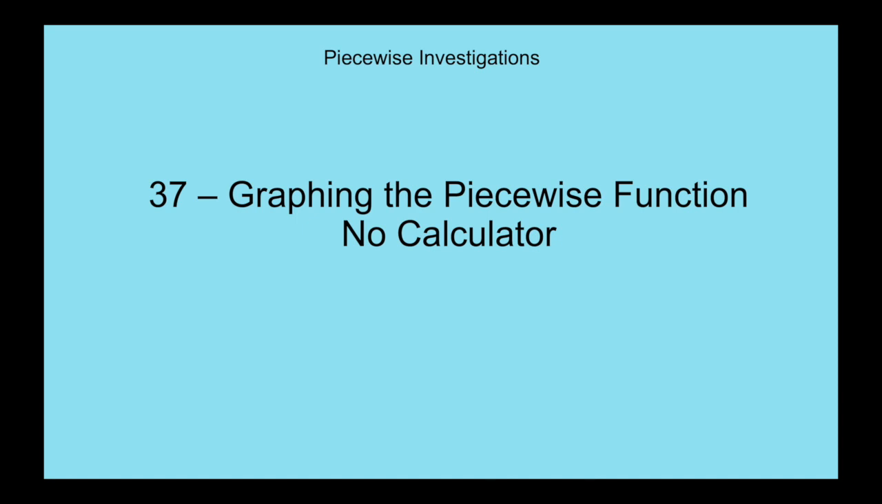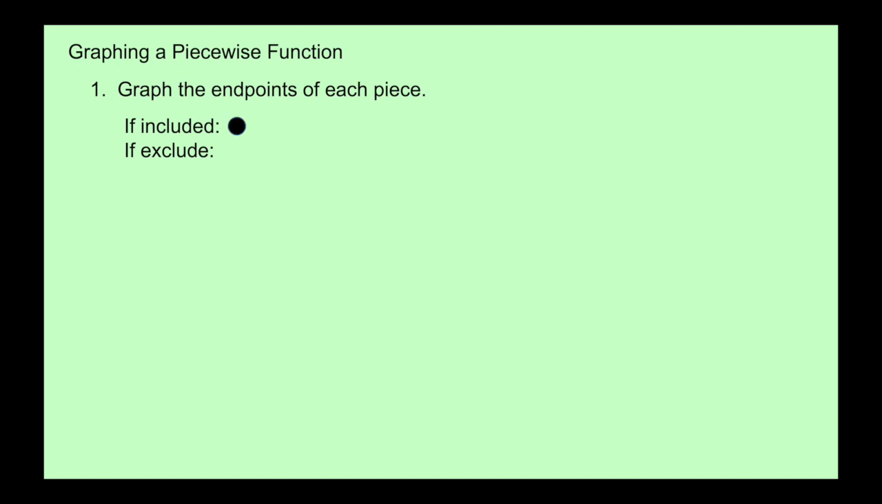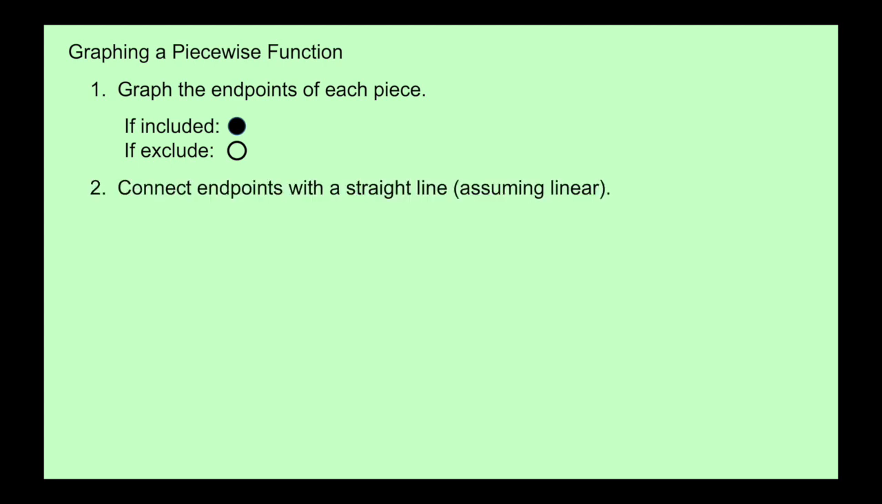In section 37, we will graph piecewise functions. The use of the calculator is not allowed on this section. When we graph the piecewise functions, we're going to start by graphing the endpoints of each piece. From there, if it's included, we're going to use a filled in circle. If it's excluded, it's going to be an open circle.